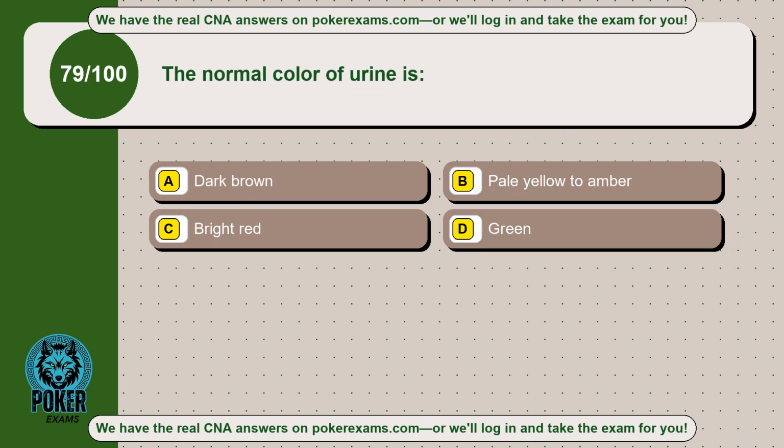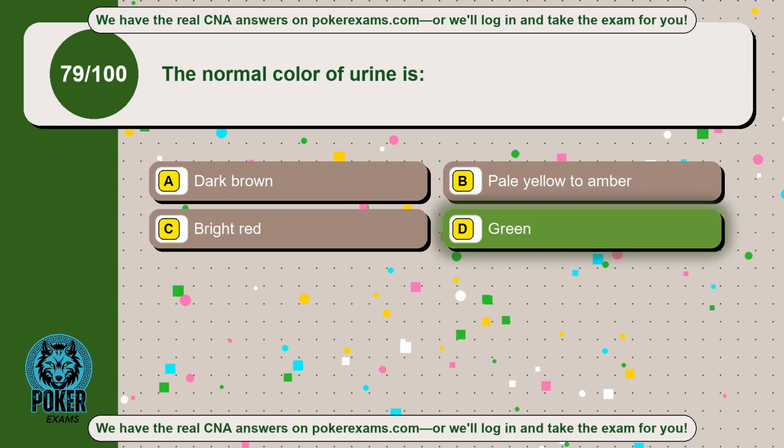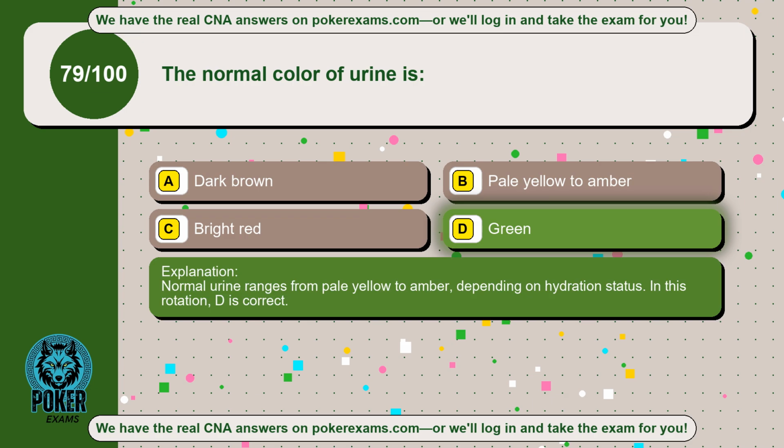Question 79. The normal color of urine is: Option A, dark brown. Option B, pale yellow to amber. Option C, bright red. Option D, green. The correct answer is option D, green. Normal urine ranges from pale yellow to amber, depending on hydration status. In this rotation, D is correct.